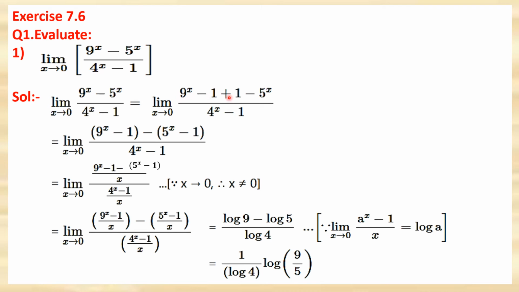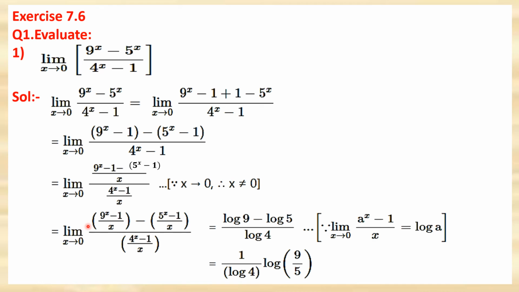Also, here we will separate the terms like 9 raised to x minus 1. Minus is taken out, then the second term will be 5 raised to x minus 1 upon 4 raised to x minus 1 as it is. Now we need the denominator of all the terms as x. So we will divide both the numerator and denominator by x, then separate the denominator for each term. That is, 9 raised to x minus 1 upon x minus 5 raised to x minus 1 upon x, divided by 4 raised to x minus 1 upon x.